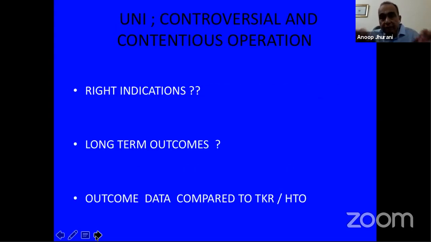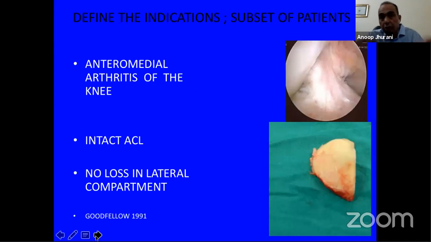Uni, having said that, is a very controversial and contentious operation. And we need to define the right indications. We need to see how are the long-term outcomes and how we can improve them. And what is the outcome data compared to a total knee or high tibial osteotomy. First, the indications. It is for anteromedial arthritis of the knee, which you have to define. What is medial compartment arthritis of the knee?